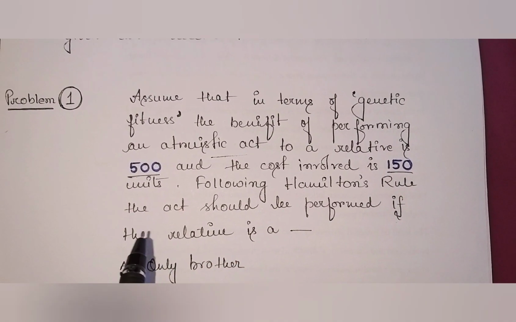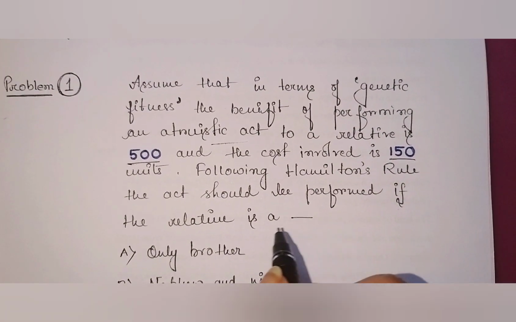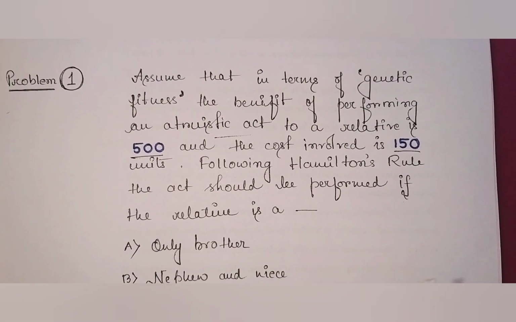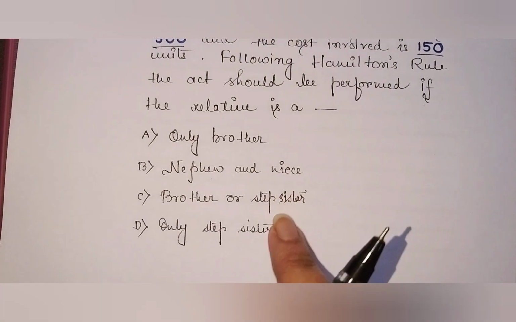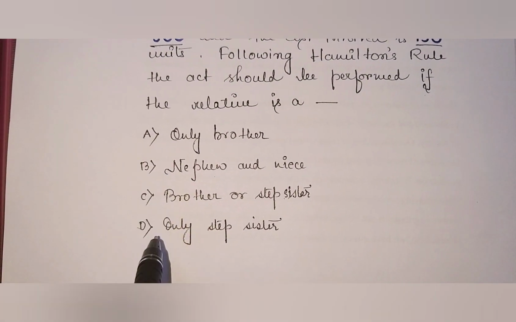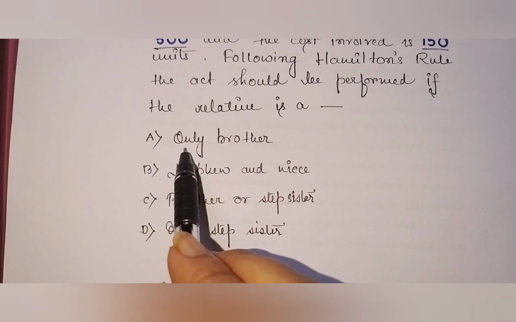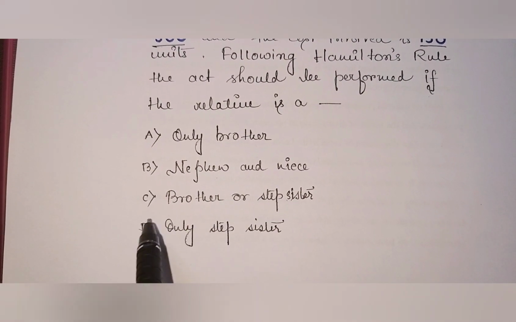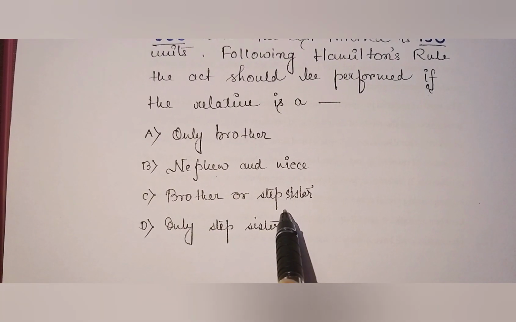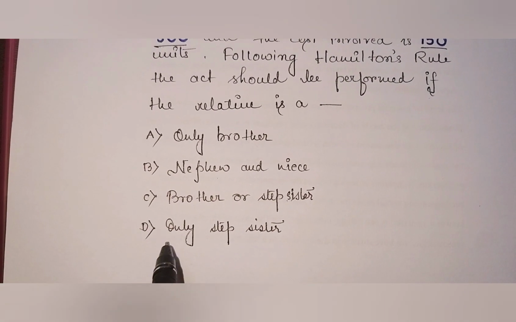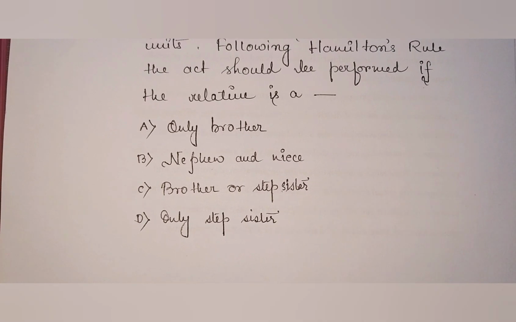Following Hamilton's rule, the act should be performed if the relative is a... 4 options are given. You will have to pick the correct option. Option A, only brother. Option B, nephew and niece. Option C, brother or stepsisters. And option D is only stepsister.